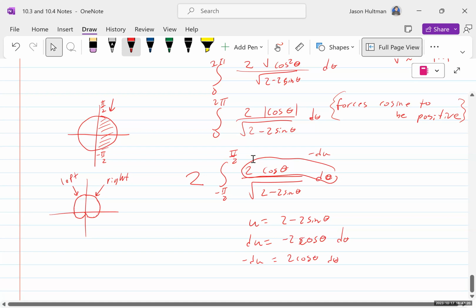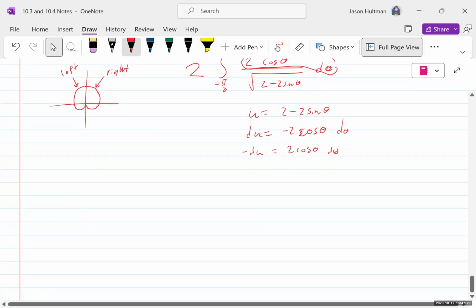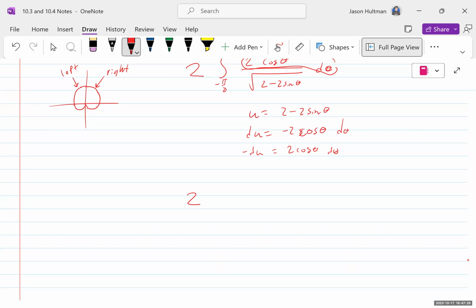I get 2 times the integral. I could change my limits of integration if I wanted to. The sine of pi over 2 is 1, so 2 minus 2 is 0. The sine of negative pi over 2, which is down here, that's really 3 pi over 2, is negative 1. So that's 2 plus 2, which is 4. This is going to be 1 over the square root of u, but then I'm going to get a negative du.